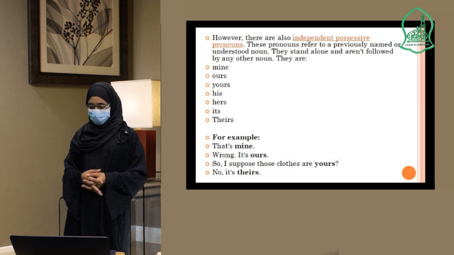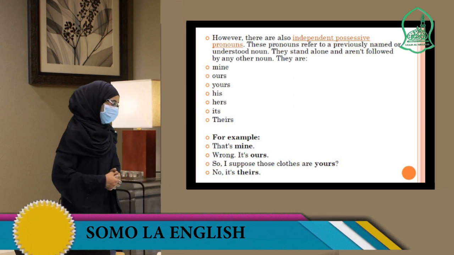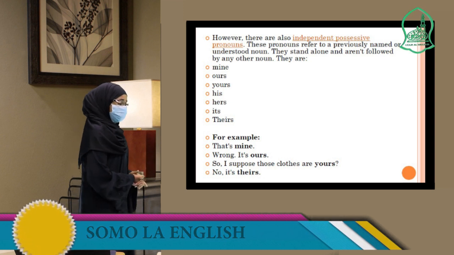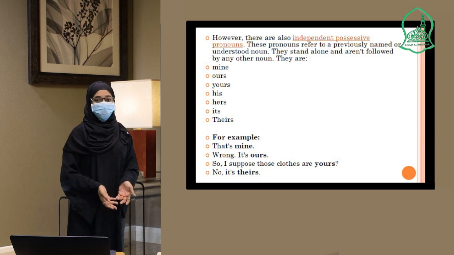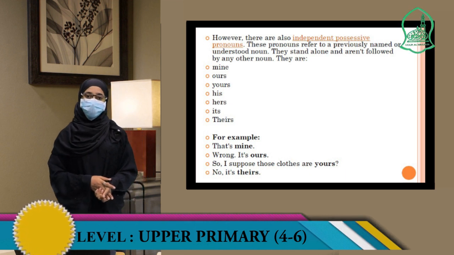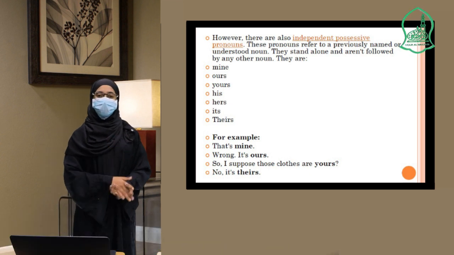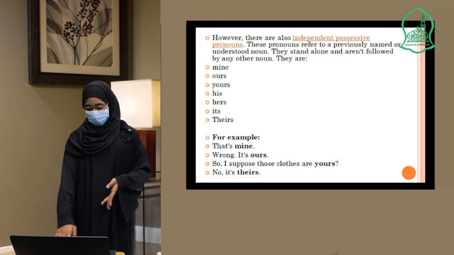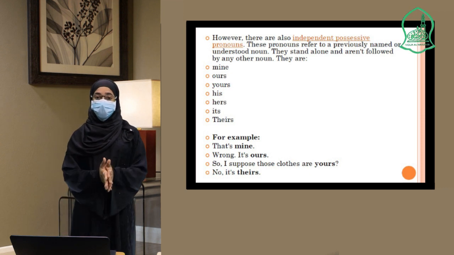And then, I suppose those clothes are yours. I'm just asking about the clothes that are there. So without repeating the word clothes, I will just ask you, I suppose these clothes are yours, and maybe you say it's not mine, no, it's theirs. So these are the second group of possessive pronouns which we use without a noun. The first one we use with a noun, meaning after this pronoun there comes a noun: my, our, your, his, her, its, and their. And the second group are those possessive pronouns that we use without mentioning a noun.